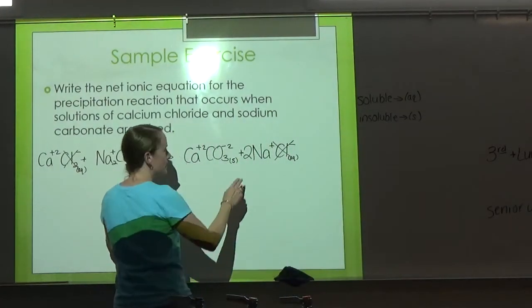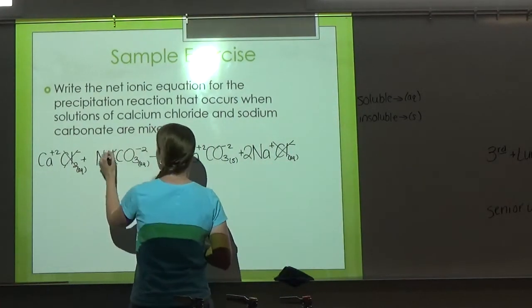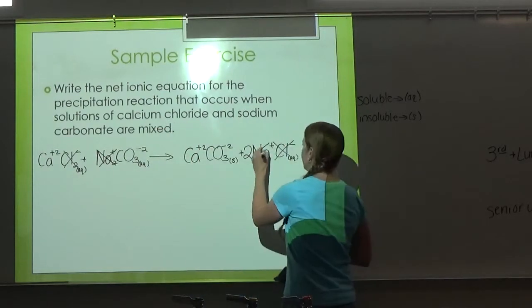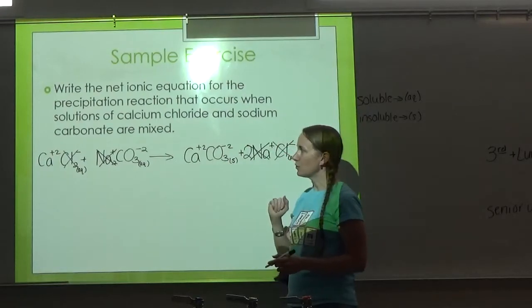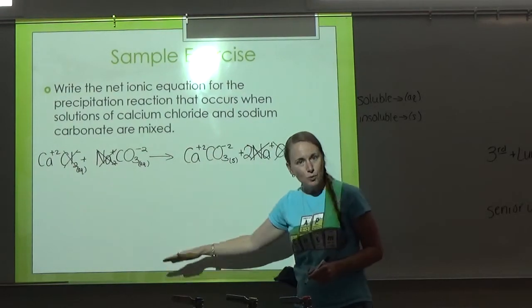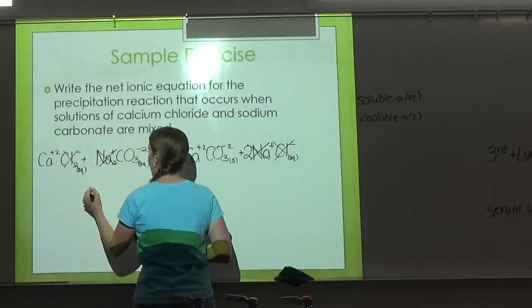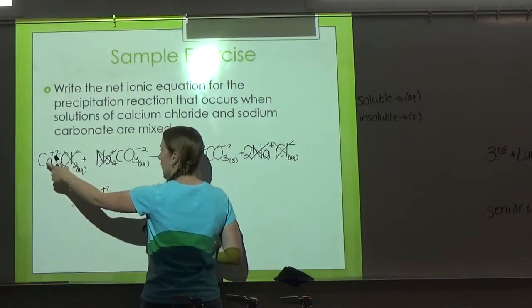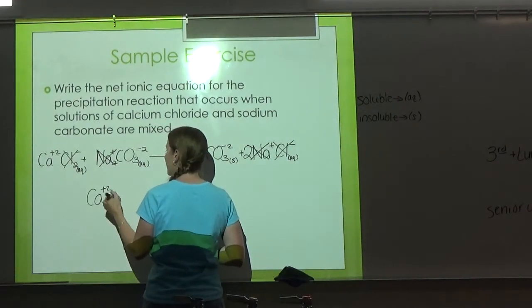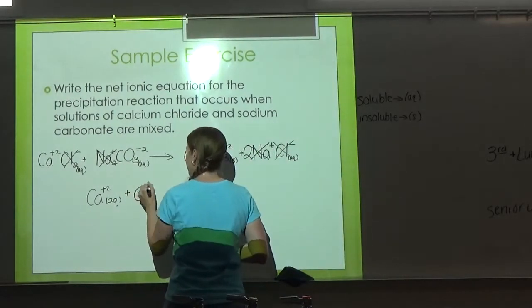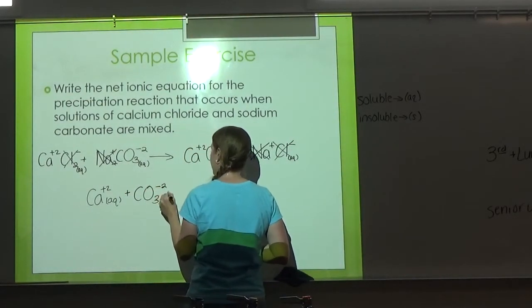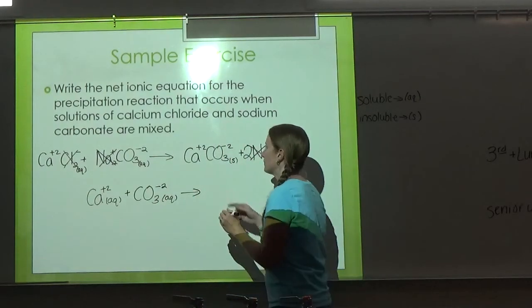Sodium was aqueous, and it's still aqueous, so sodium did nothing. And then carbonate was aqueous, and now it's formed a solid. And so then I just pull down what I'm left over with. So calcium, positive 2. Remember, when you're writing it as an ion that's aqueous, you have to put the charge. And then carbonate, CO3 negative 2. And then it forms our solid.